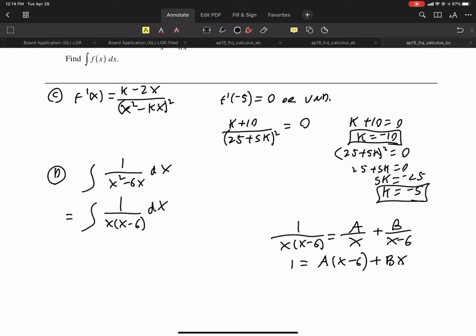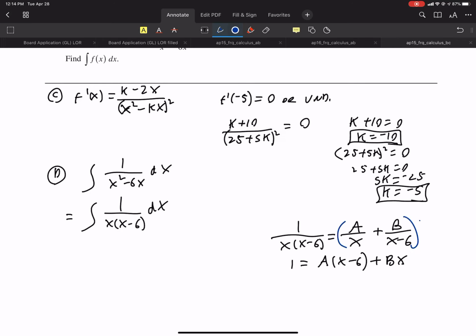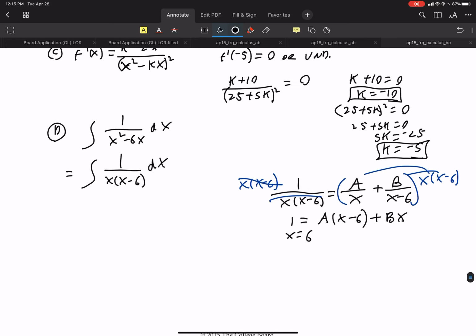Now, for those of you who are like, what did you just do? I multiplied both sides by the denominator. So clearly those cancel. I distribute this to that and that, and I should get what I have below. Now I'm going to pick a nice value of x because this equation must be true for all values of x. So I'm going to say, what if x is 6? That means I would have 1 equals a times 0 plus b times 6. That would mean b is 1 over 6.